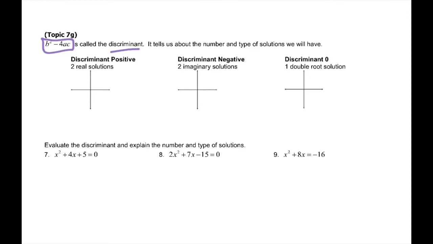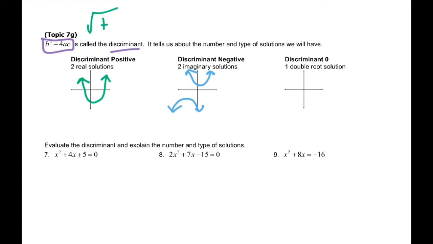What this does is it tells us how many solutions and what kind we're going to have. So if the discriminant is positive, that means that there is a positive number under the square root. So you would get 2 normal solutions, plus or minus 2 rational numbers, or irrational possibly, but still real. If we had a negative discriminant, that means that you're going to get 2 imaginary solutions, which will never cross the x-axis.